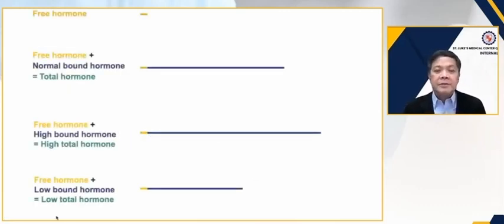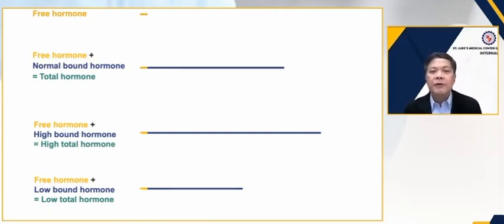So the question is, there are four possibilities that you can request for here: total T4, free T4, total T3, or free T3. Do you need to request all of them? Generally, the answer is no. So let's talk about four different combinations.